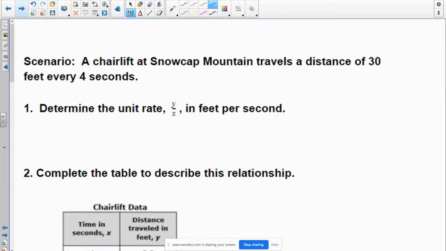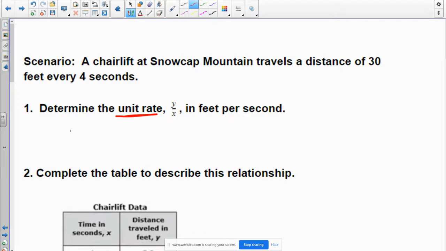So our scenario is a chairlift at a snow-capped mountain travels a distance of 30 feet every 4 seconds. So our first question is we're just going to go right with the unit rate, which is the change of the y over the change of the x in feet per second. So I want to know how many feet it goes in 1 second.